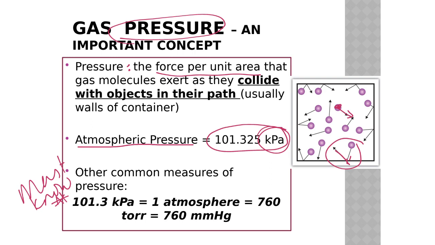760 torr, I'll admit torr is probably the least used out of the 4 of those, but torr is short form for Torricelli, who was an Italian chemist who came up with the idea of standard pressure. So this is why they give him some credit and some honor here.